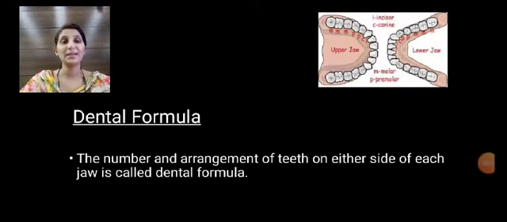Dental formula. The number and arrangement of teeth on either side of each jaw, that is the upper and lower jaw, is called the dental formula. In this picture we can see the upper jaw and the lower jaw. I stands for incisors, C stands for canines, P for premolars and M for molars. How they are arranged and the number of teeth on either side is called the dental formula.